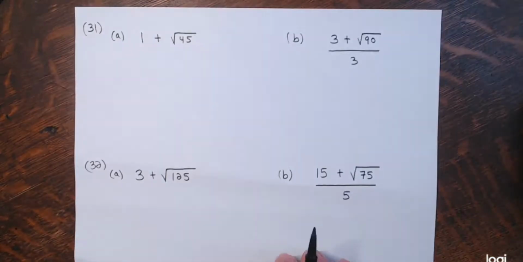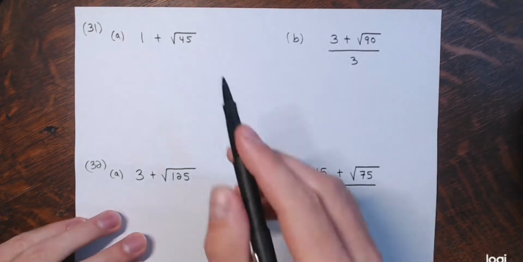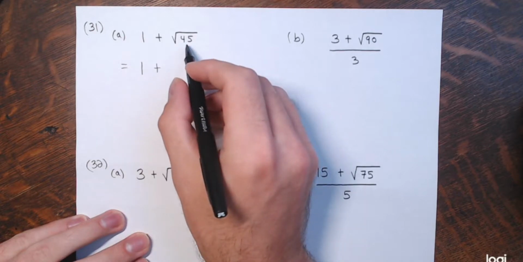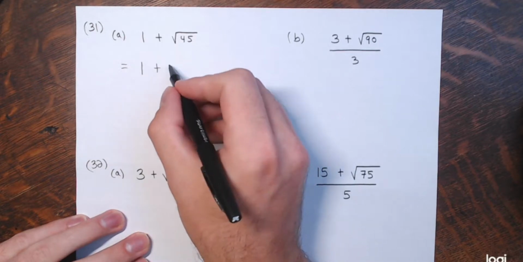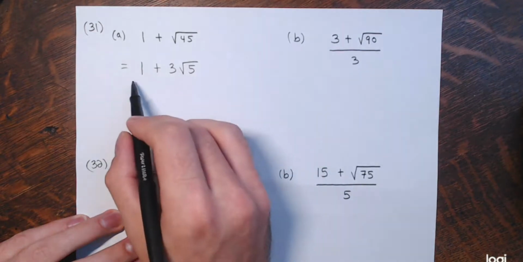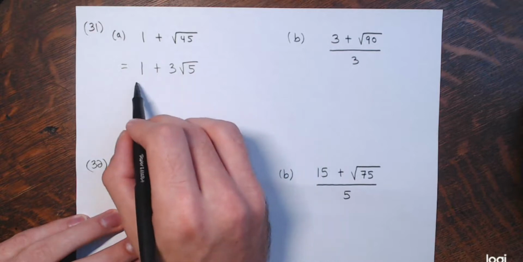All right, and these are pretty similar to what we just saw. Just simplifying the radicals. 1 plus the square root of 45 is the square root of 9 times the square root of 5, so 3 root 5. 1 plus 3 times the square root of 5. And again, don't add these. One's a radical, one's not. They don't go together.